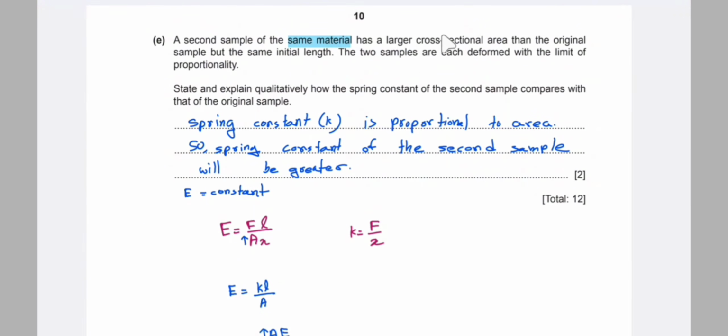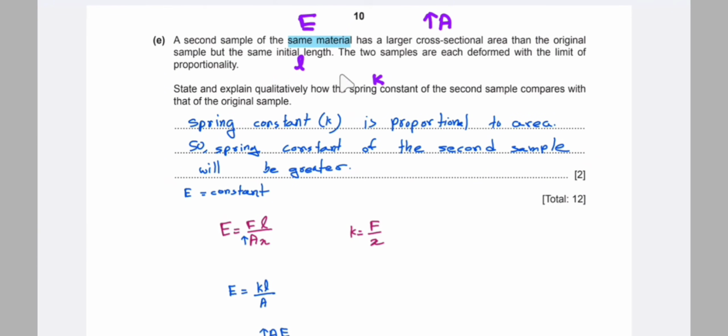A second sample of the same material has a larger cross-sectional area. The same material means they have the same Young modulus, and it has a larger cross-sectional area than the original sample, but the same initial length L. The two samples are each deformed within the limit of proportionality. Explain qualitatively how the spring constant of the second sample compares with that of the original sample. So how does the spring constant vary?